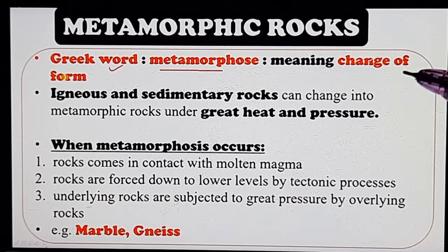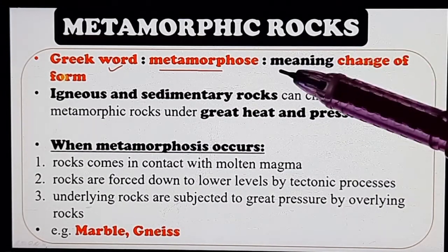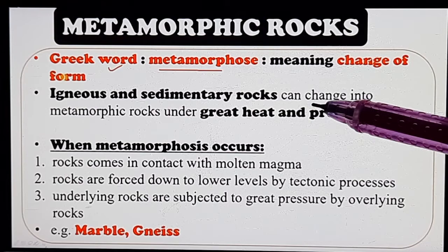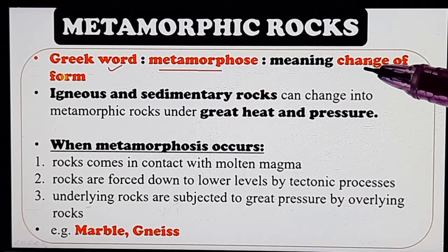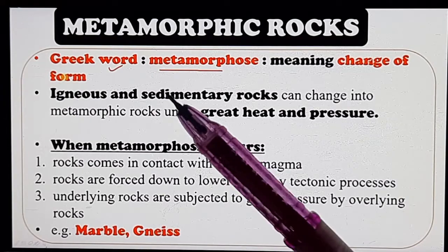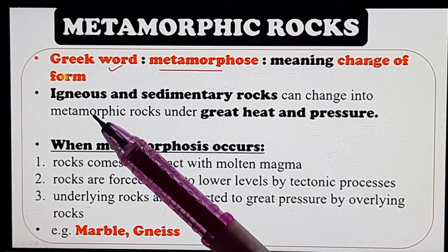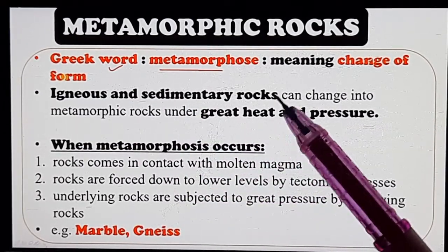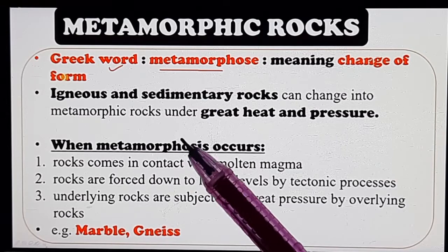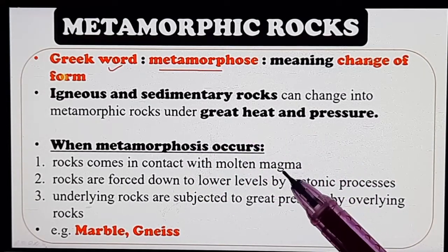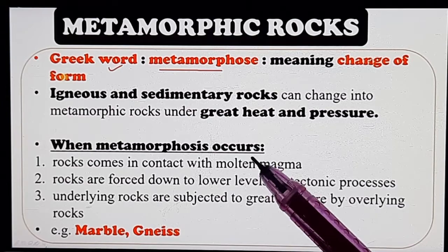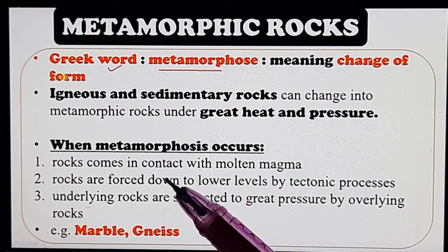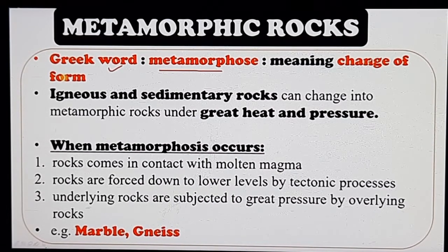Now students, look at here. The next one is metamorphic rocks. The Greek word metamorphos means change of form. What is the meaning? Change of form. As all of you know how igneous rock is formed and how sedimentary rock is formed, igneous and sedimentary rocks can change into metamorphic rocks under great heat and pressure. For example, you can take an example of clay also. Clay changes into slate and limestone into marble.